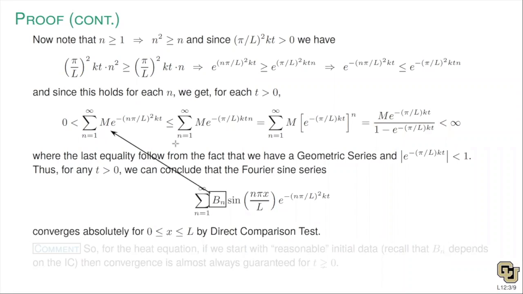So if we want B sub n to be well behaved, we need the initial condition, the initial temperature, f of x. We need that to be piecewise smooth. So every other part of it behaves nicely.